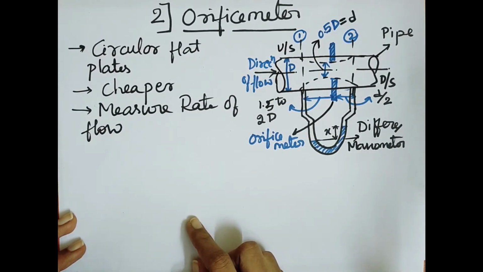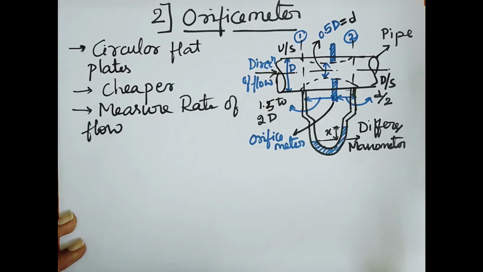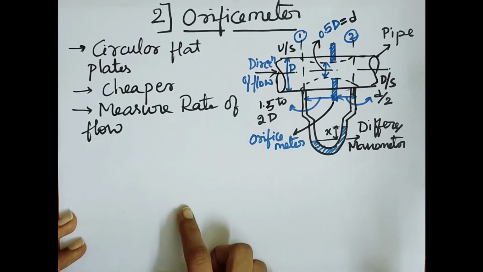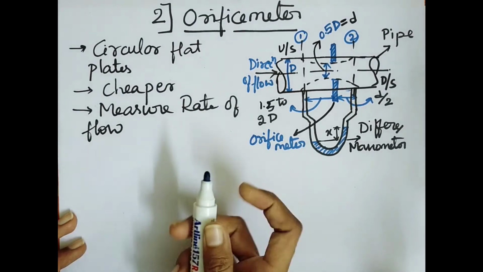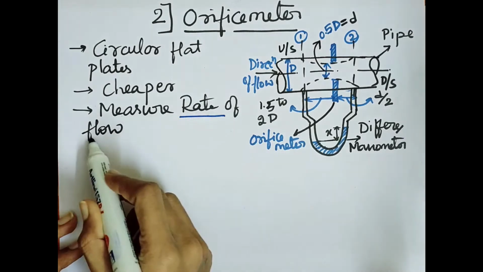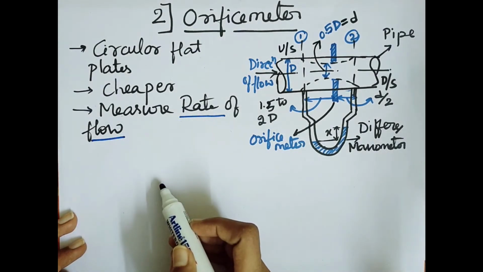Mechanics. So in the previous class we started with the practical application of Bernoulli's equation, that is the Venturi meter. We are done with the Venturi meter. Today we'll discuss the second practical application of Bernoulli's equation, that is the orifice meter. So what is an orifice meter? It is a device which is used to measure the rate of flow of a fluid in a pipe.